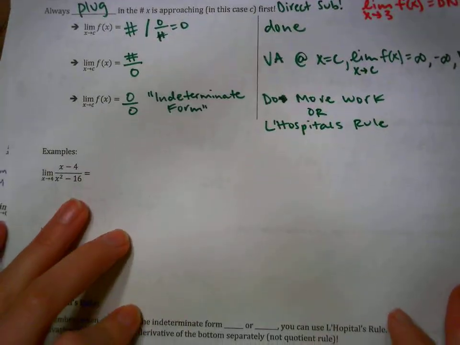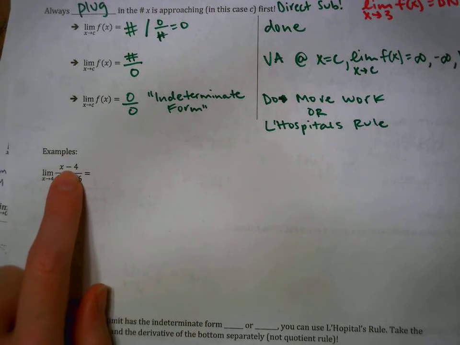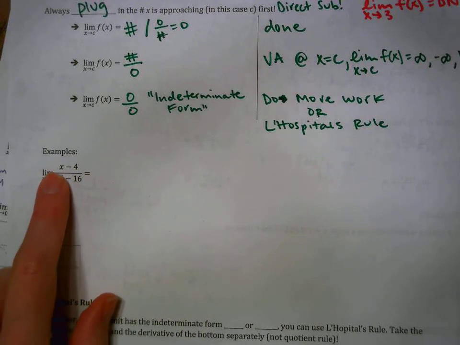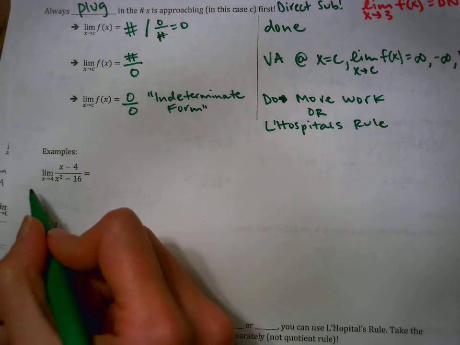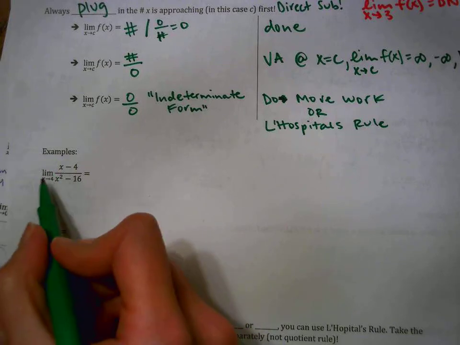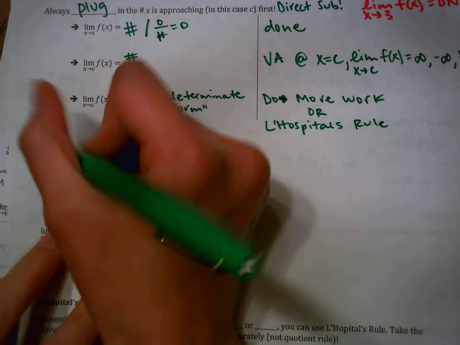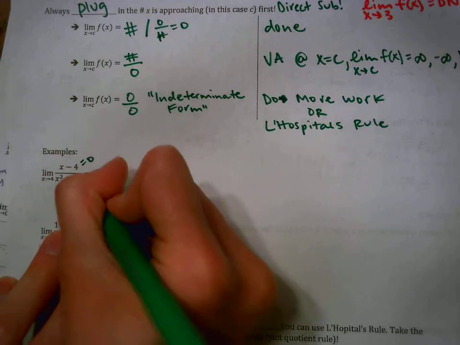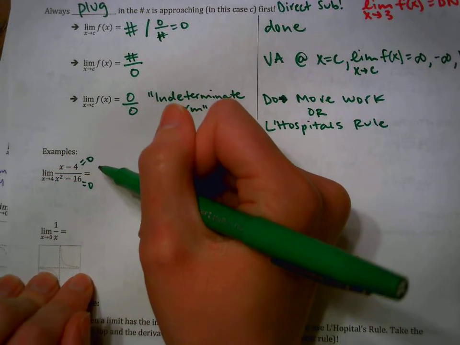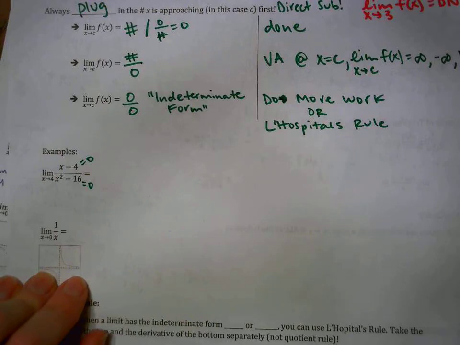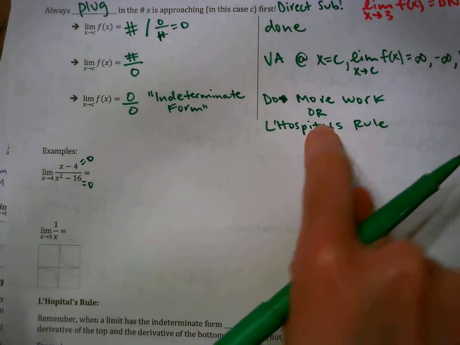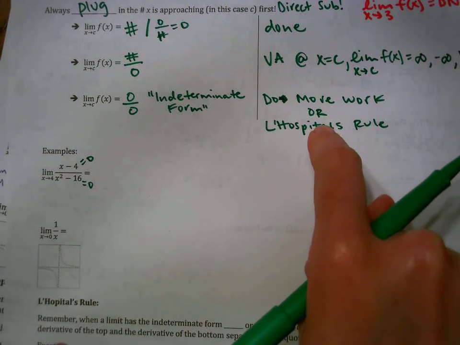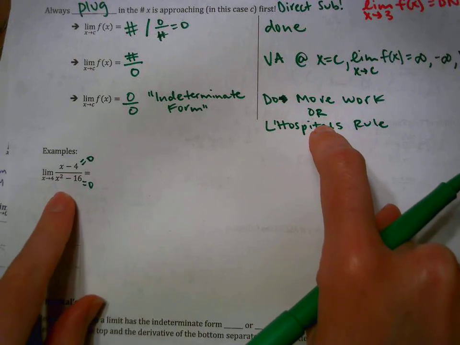So in this example, we always plug in our number first, which you could do in your head if you want, or you can go over to the side and test it out. I'm going to do 4 minus 4 on top, so that would be 0, and then 4 squared is 16 minus 16 is 0, so I can see that I have my indeterminate form. So I have a choice. I can either do more work or L'Hopital's, which I'm actually going to do L'Hopital's down here, so I'm going to do more work here.